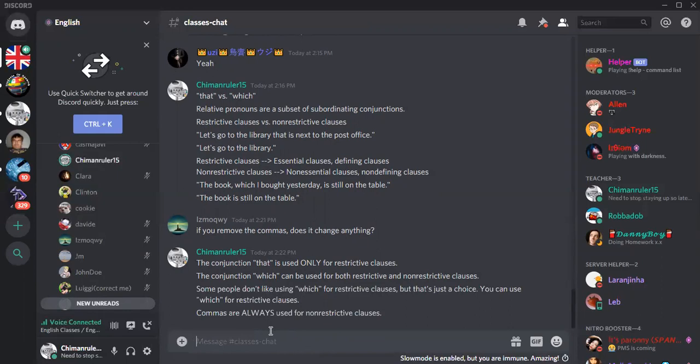And I know that this is confusing for some people because in languages like, say, German, you use commas to set off all subordinate clauses. But in English, it depends on how important the clause is to the meaning of the sentence. So you don't always have to set off subordinate clauses with commas. So that's one thing to keep in mind.